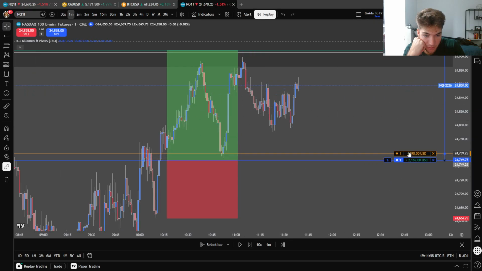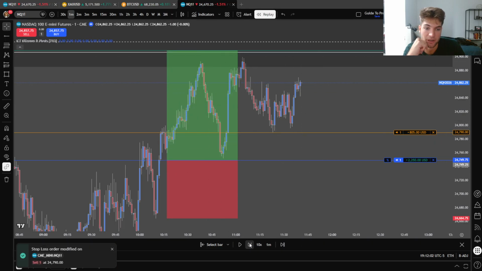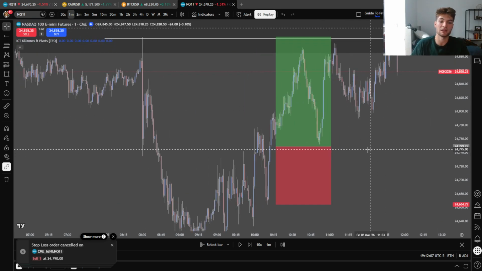Perfect. We make another prominent low right here. Very clear prominent low right here because we make a move down. We can trail there. Now we just wait for price, and boom, final take profit got hit.